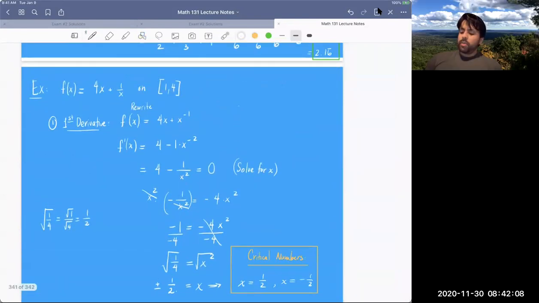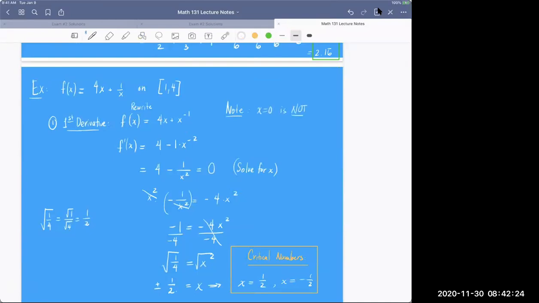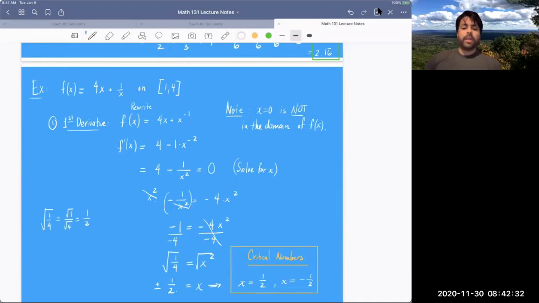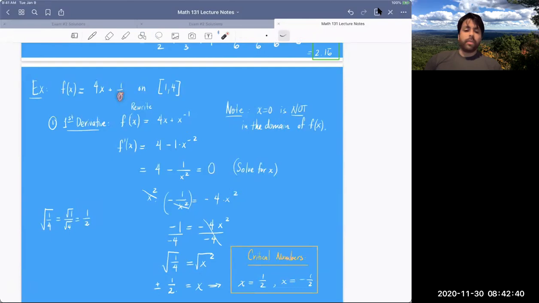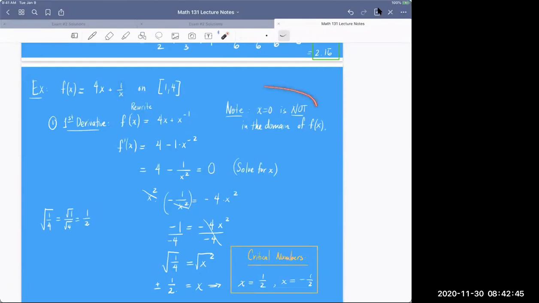Isn't there another critical number? The issue is that the problem here is at 0. So make a note of this. Note, x equals 0 is not in the domain of f of x. So it's always important to figure out the domain. The domain here is everything that's not 0. Because if it does equal 0, then what would happen? This here would be 0, but 1 over 0 would be undefined. So x equals 0 is not in the domain.